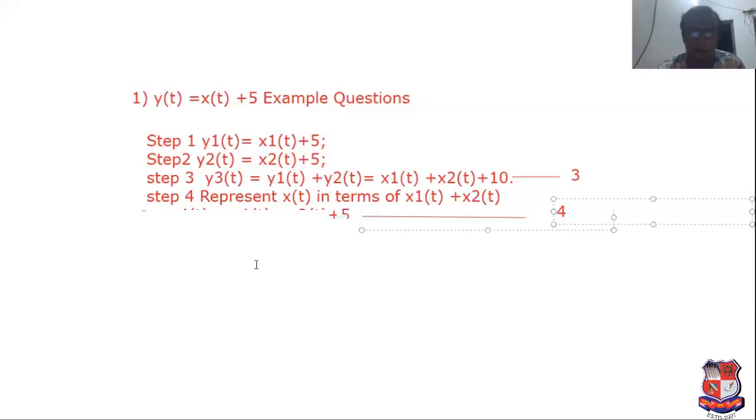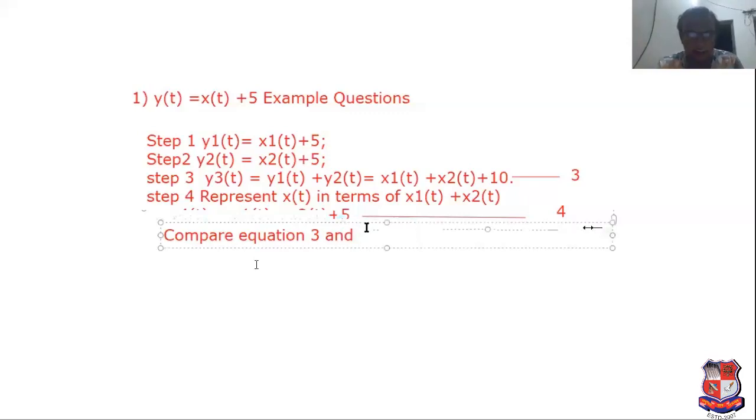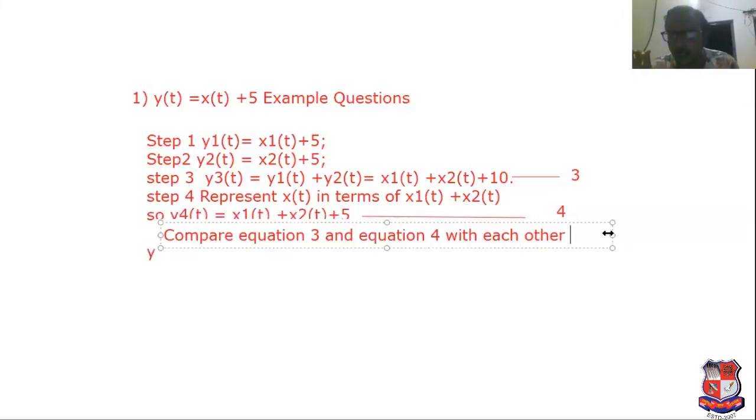Equation 4. So compare equation 3 and equation 4 with each other.